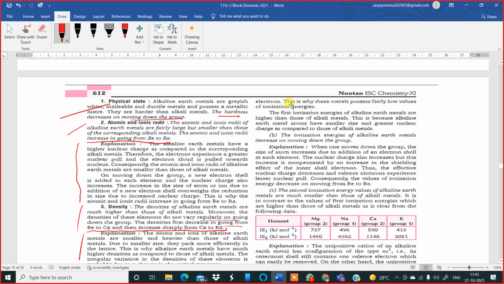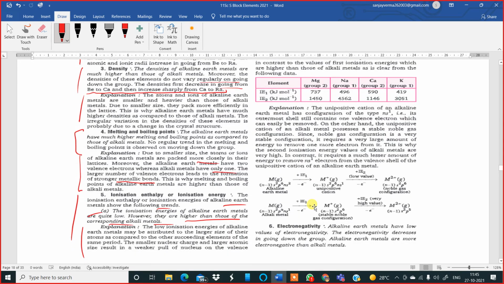Then moving to the next column over here. Number B, the ionization energies of alkaline earth metals decrease on moving down the group. If you are moving from top to bottom, we need less energy to remove the electrons from the valence shell, because the size of the atom or the ion becomes bigger. Okay, then coming further down over here, the explanation is given why the second ionization energy is much higher compared to the first. So it is given over here.